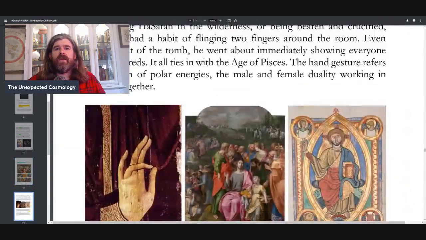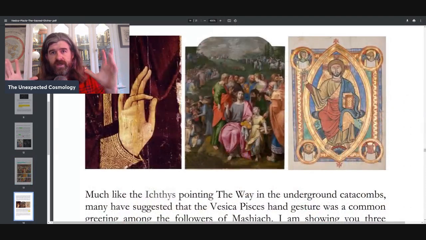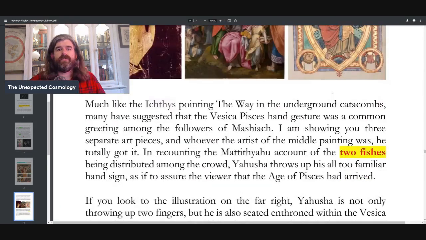We also see it here when he is distributing the two fish. There it is, the two fish, the age of Pisces, the masculine and the feminine, and he's giving the two fingers there. We even see him here in the design in the Vesica piscis over here on the right. You could see it. He's right in the center and he's giving the two fingers.